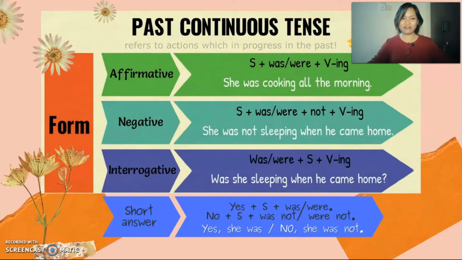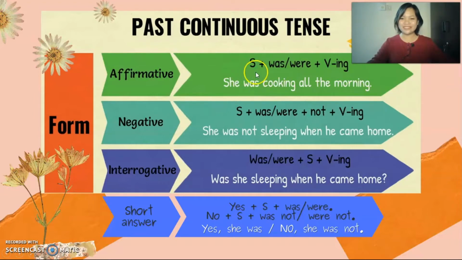So we have 4 forms of past continuous tense, which are affirmative, negative, interrogative, and short answer. Okay, affirmative means that we are agreeing to something. The form is subject plus was or were plus verb ing. So here we have an example. She was cooking all the morning.